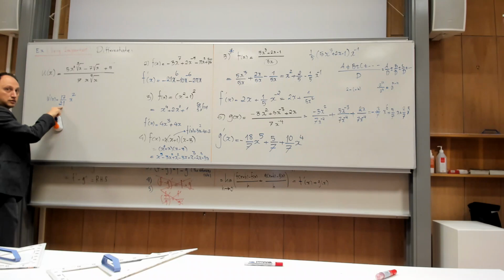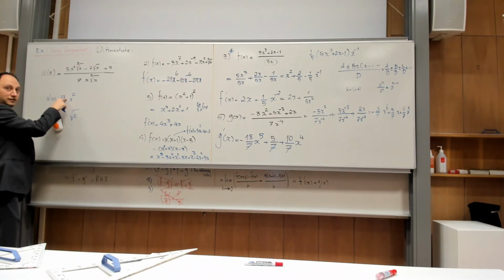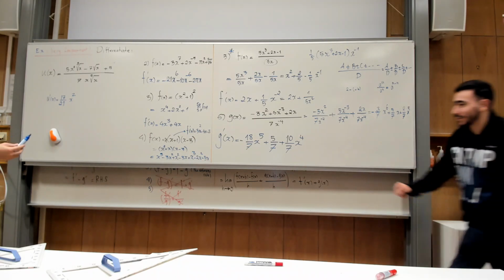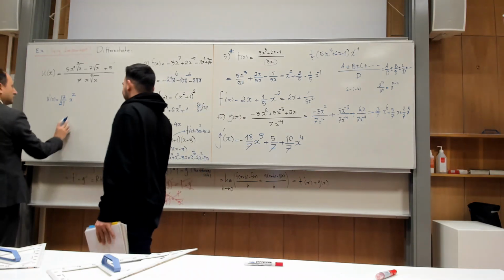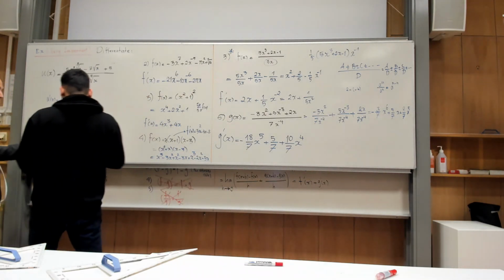Yes, but 15th root of... I don't understand. 15 square root? Yes. Where? Here? Can I come around? Yes, you can come and write. Aha, 15th root. Yes. Then you can write it yourself.